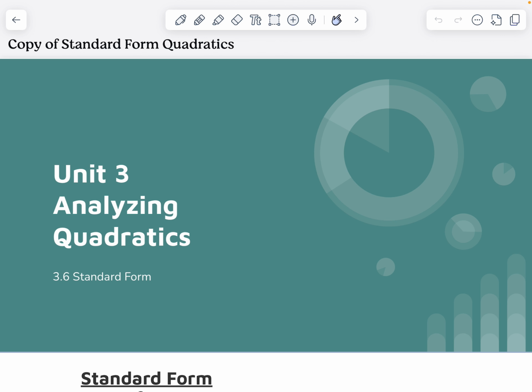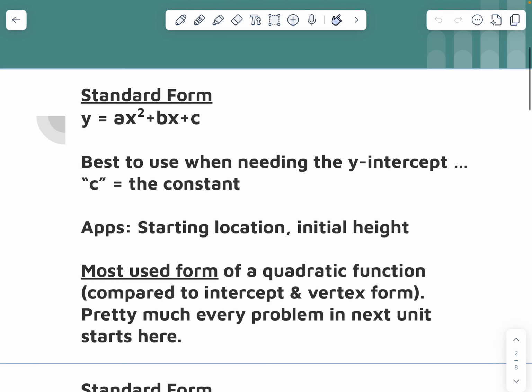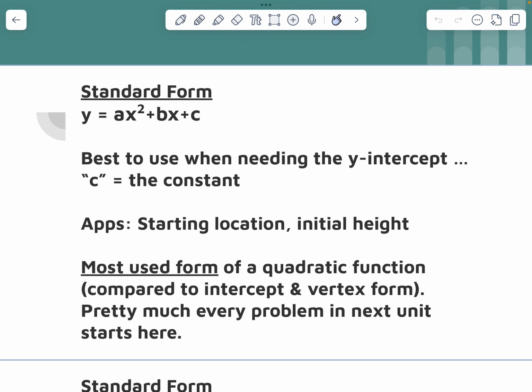For any quadratic, we're assuming that if it's not in vertex form, it's not in intercept form. This is usually where we're starting. So in terms of standard form, y is equal to ax squared plus bx plus c. We like this one the best if we're interested in that starting location, that initial height, where we're talking about the y-intercept. So in standard form, we're super interested in the constant, which is the y-intercept.